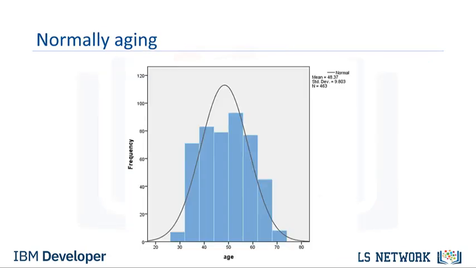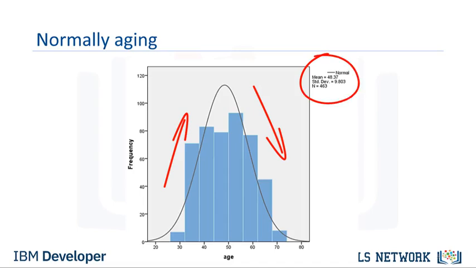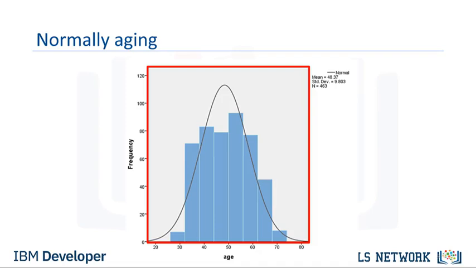So here we have age as our variable, and I created a histogram of age, and then using the mean value of 48.37, which is the mean average age, and a standard deviation of 9.8 years, I can fit a theoretical normal distribution with these 2 parameters.